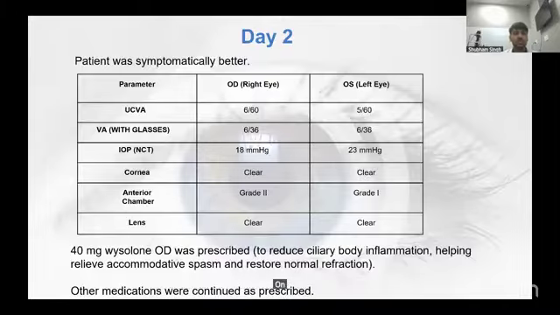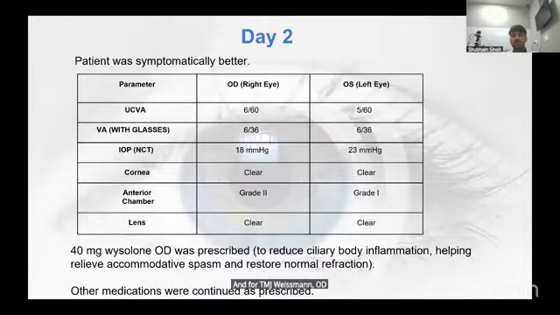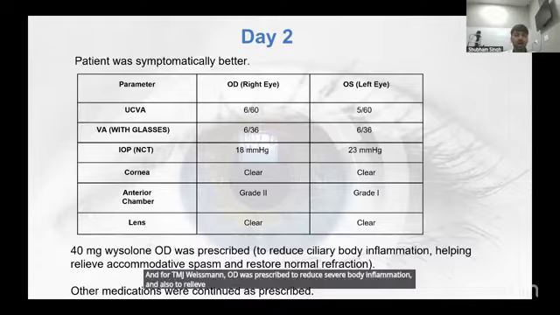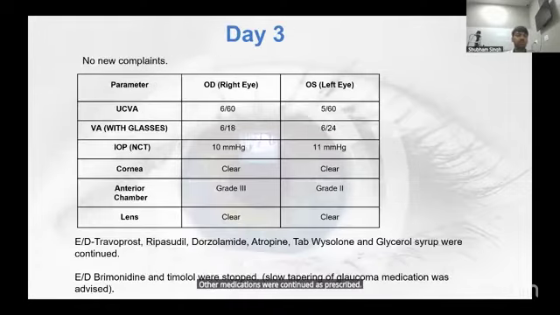On day 2, the patient was symptomatically much better. Her IOP was 18 in the right eye and 23 in the left eye, and 40 mg Wysolone OD was prescribed to reduce ciliary body inflammation and also to relieve accommodative spasm. Other medications were continued as prescribed. On day 3, there were no new complaints. The pressure was 10 in the right eye and 11 in the left eye. Brimonidine and timolol were stopped. The rest were continued the same.